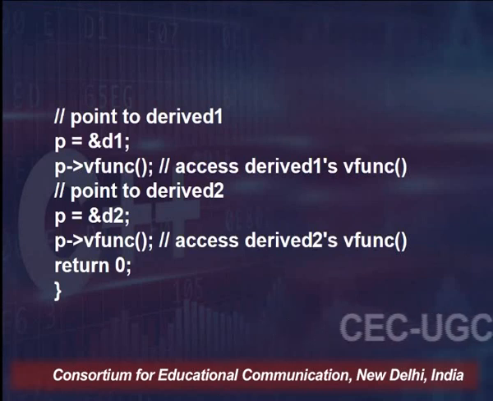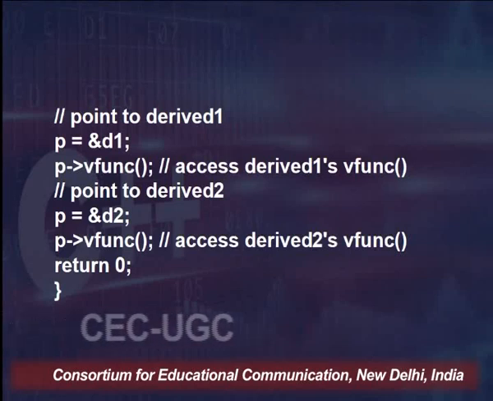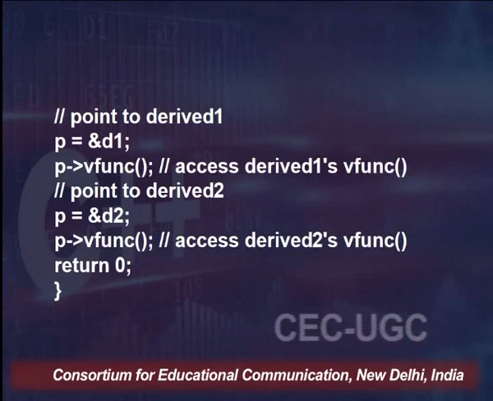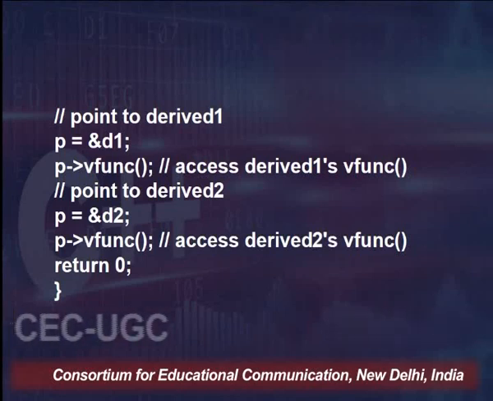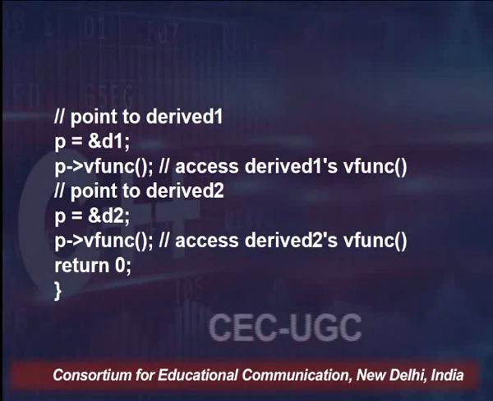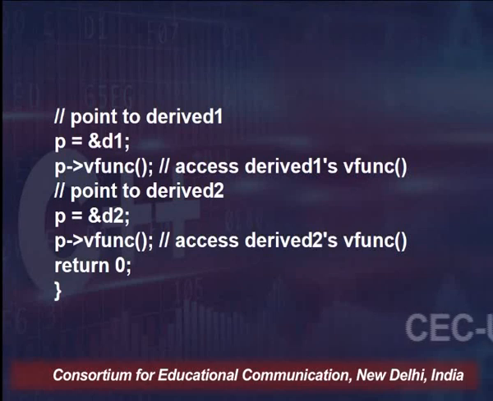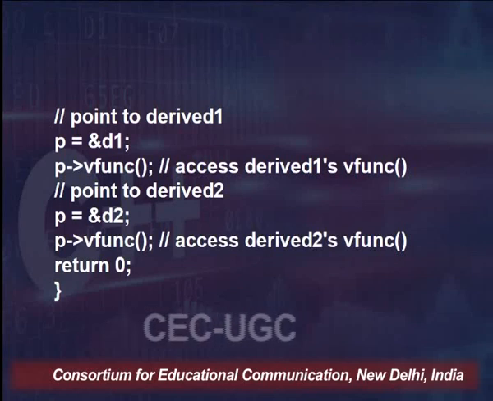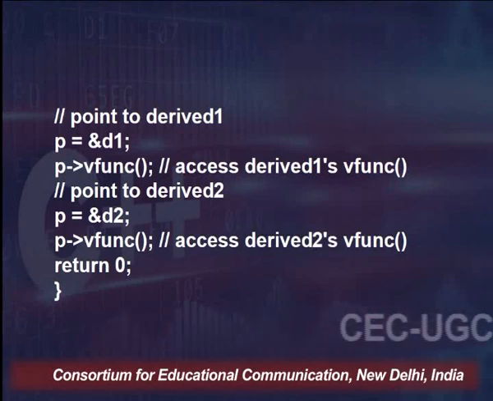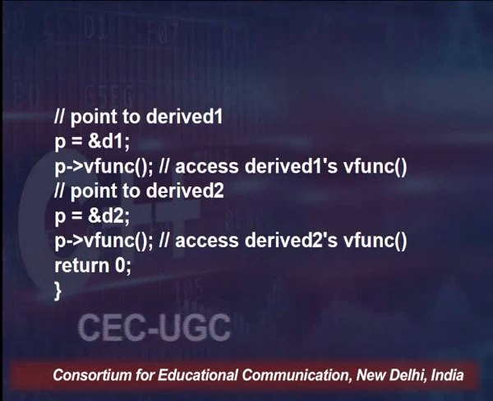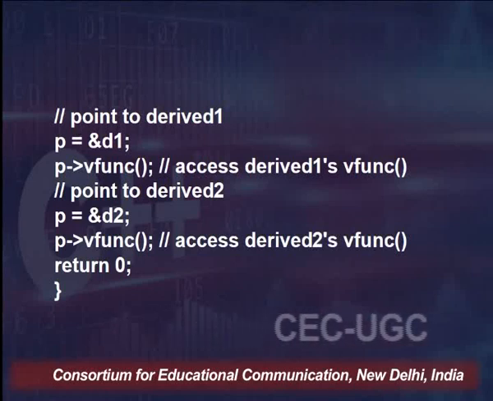Then in the same pointer we have stored the address of the object of derived class 1, which is p = &d1. Now this is perfectly valid and legal: within the pointer of the base class you can store the address of the object of the derived class. That is perfectly possible. So here we are doing p = &d1, and after that.